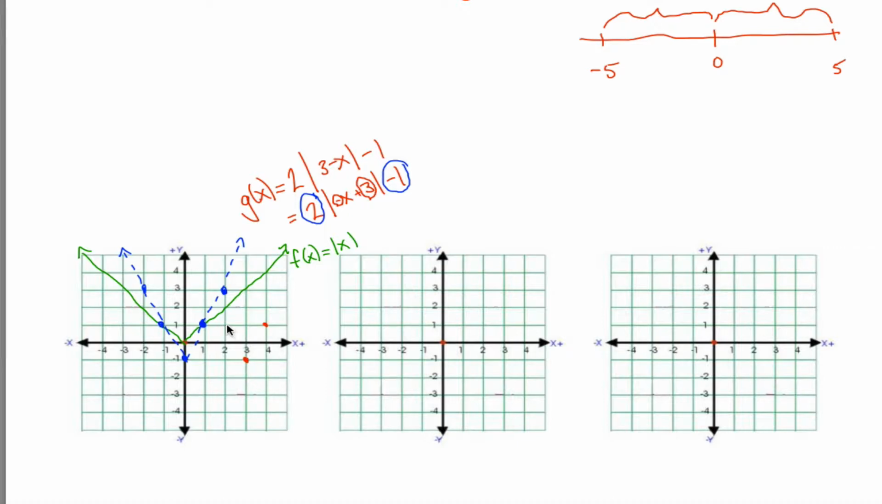And if you plot a bunch of other points, what you'll end up seeing is that you end up with, as your final graph, it's hard to draw on a computer, as you've heard me complain before, you end up with this guy right here. This guy in red would be g of x.